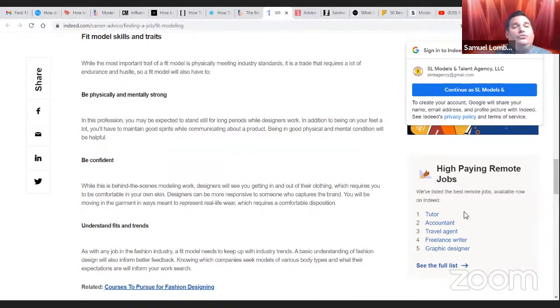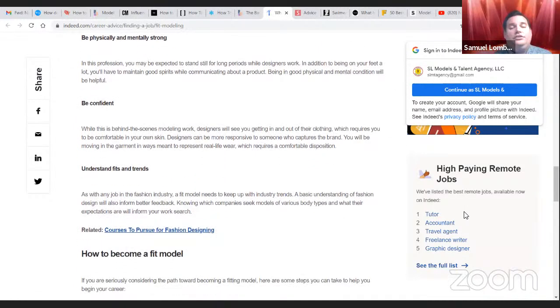Fit model skills and traits. Be physically and mentally strong. Be confident and understand fits and trends.